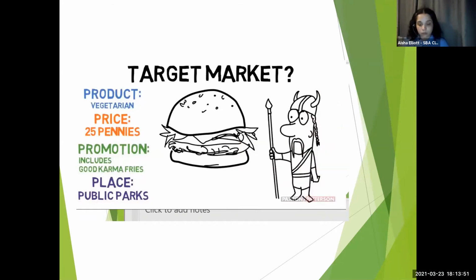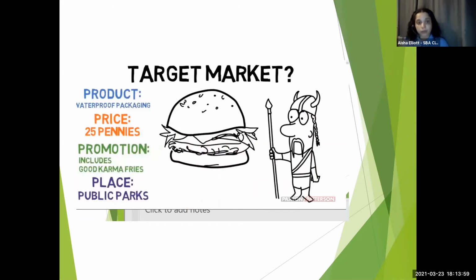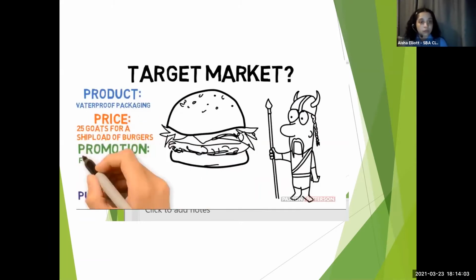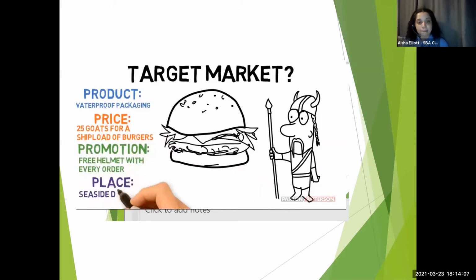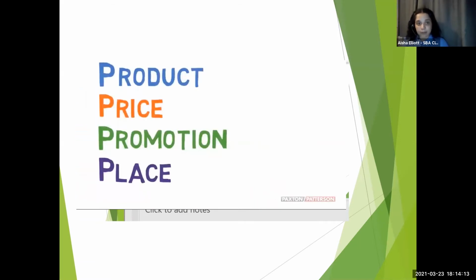Okay, but what about this target market? Arr! Again, we should adapt the marketing mix. He spends a lot of time at sea, so waterproof packaging would be a good idea. He doesn't have any cash, but has plenty of goats on board. Who doesn't love a free Viking helmet? Ooh. And you'll need to deliver. So there you have it. The 4 Ps make up the marketing mix: product, price, promotion, and place.